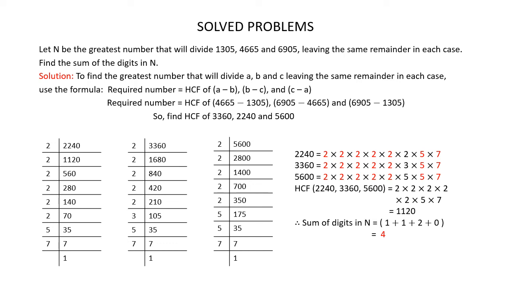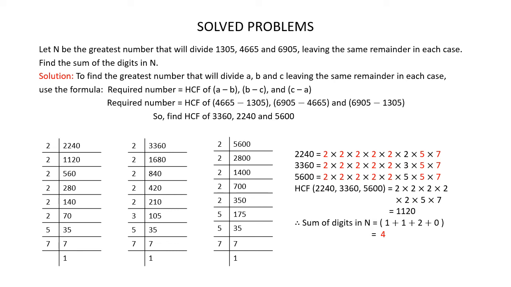The required number is equal to HCF of 4665 minus 1305, 6905 minus 4665 and 6905 minus 1305. Now 4665 minus 1305 is 3360. 6905 minus 4665 is 2240. 6905 minus 1305 is 5600.